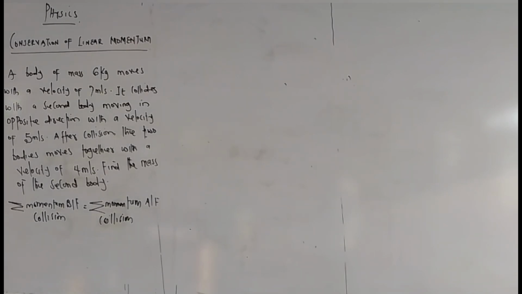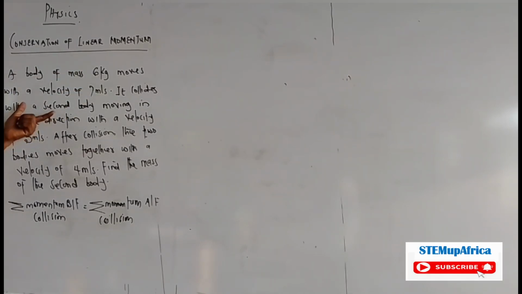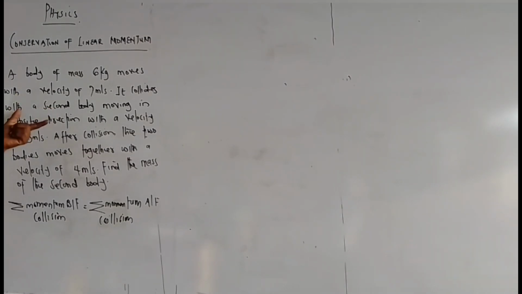The question says, a body of mass 6 kg moves with a velocity of 7 meters per second. If you read further, it collides with the second body. If you look very well, the mass of the second body is not given. It collides with the second body moving in the opposite direction to the first with a velocity of 5 meters per second. Further, it says after collision, the two bodies move together with a velocity of this. That is to say, they move with a common velocity. That makes this question an inelastic collision.